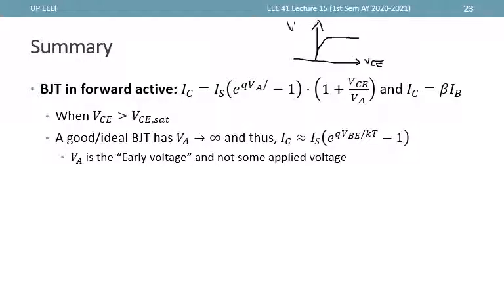However, if VA is finite, then we expect some increase in the current here as VCE increases. Now, this VA is called the early voltage and should not be confused with the applied voltage. It is called the early voltage because of the surname of the one who described it.